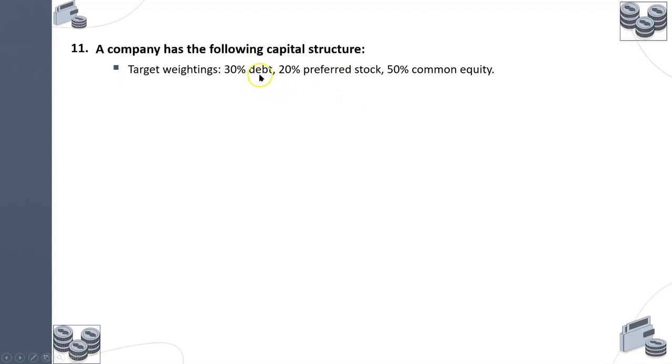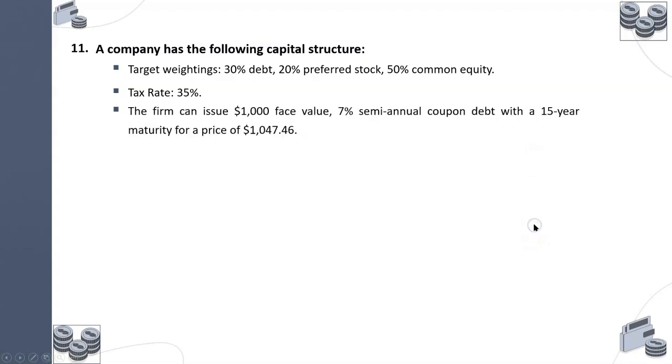The debt component has a cost. That cost will be multiplied by 30%, and the cost of preferred stock by 20%, and the cost of equity by 50%, and then we add them together, we get the weighted average cost of capital. The tax rate will be used with the debt because tax only affects the debt and it provides a tax shield to the debt holder, and it has nothing to do with the preferred stock nor the common equity.